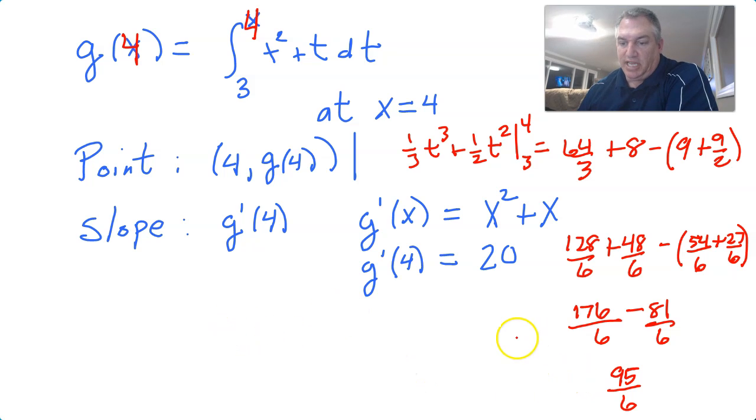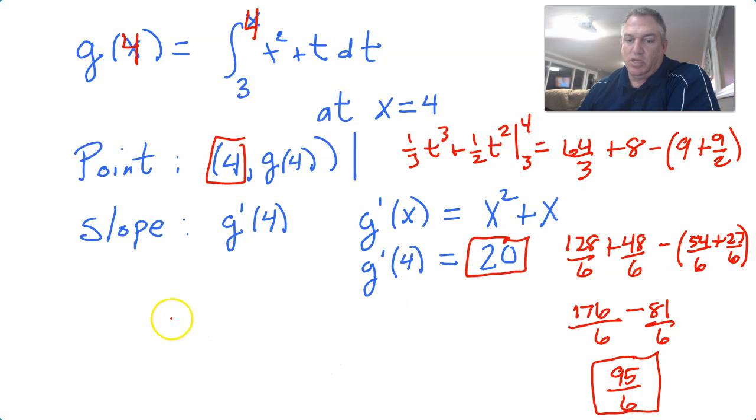So now we're going to put this together. We're going to have our y value along with our x value and our slope of 20. So we're going to get y minus y1, so y minus 95 over 6 equals slope of 20 multiplied by x minus 4. And we can leave it right here in point slope form. So there's my final answer.